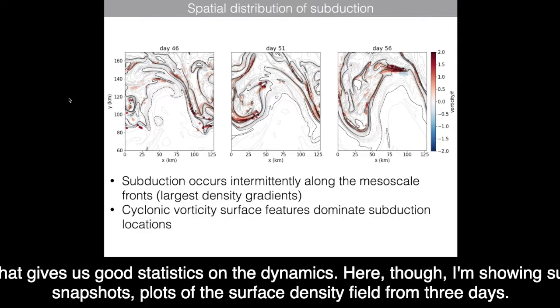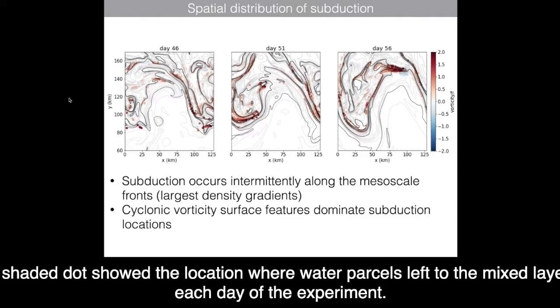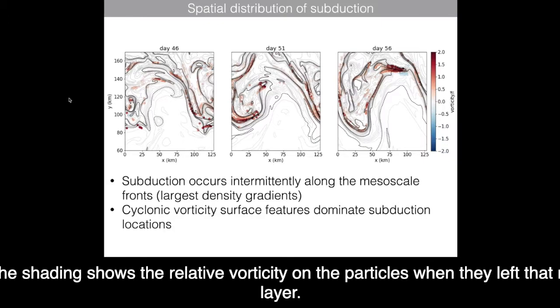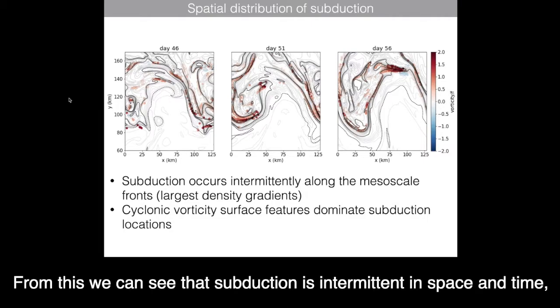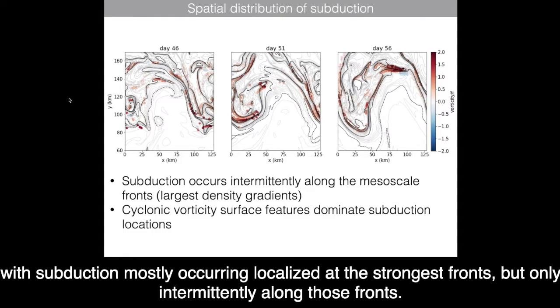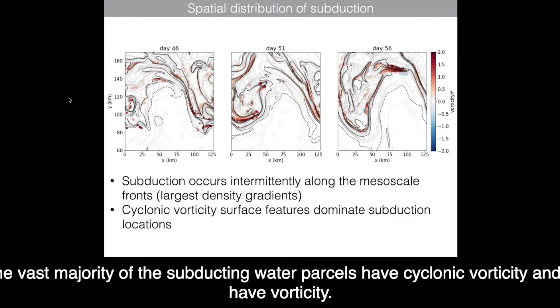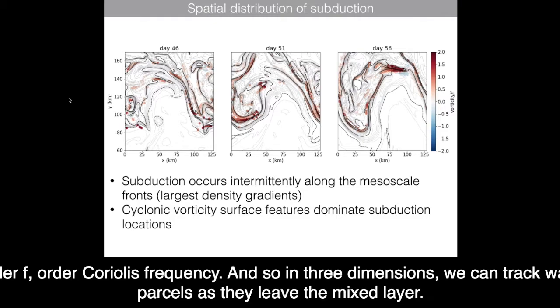Here, though, I'm showing surface snapshots, plots of the surface density field from 3 days. The shaded dots show the location where water parcels left the mixed layer on each day of the experiment. And the shading shows the relative vorticity on the particles when they left the mixed layer. From this, we can see that subduction is intermittent in space and time, with subduction mostly occurring localized at the strongest fronts, but only intermittently along those fronts. And the vast majority of the subducting water parcels have cyclonic vorticity, and many have vorticity order f, order Coriolis frequency.